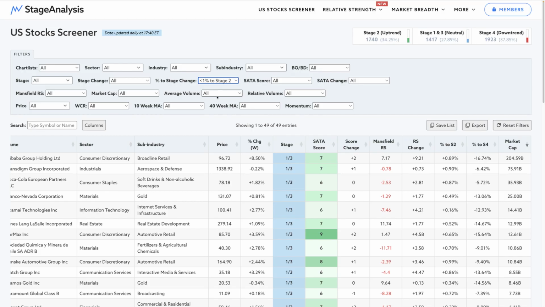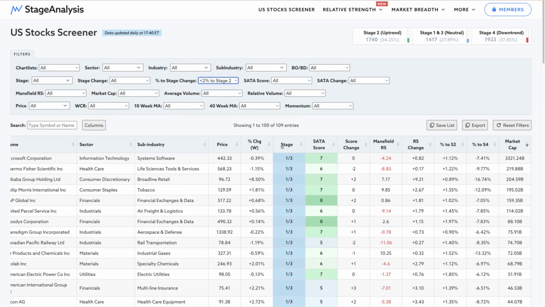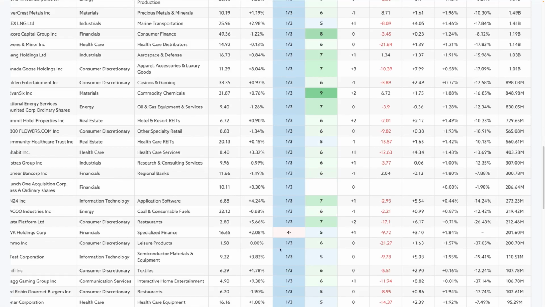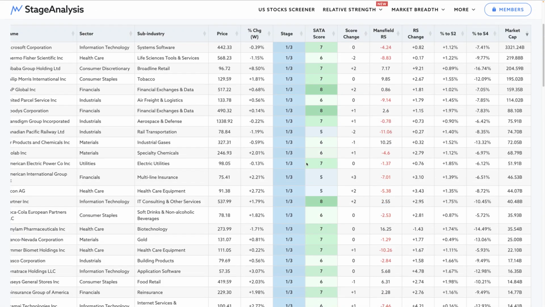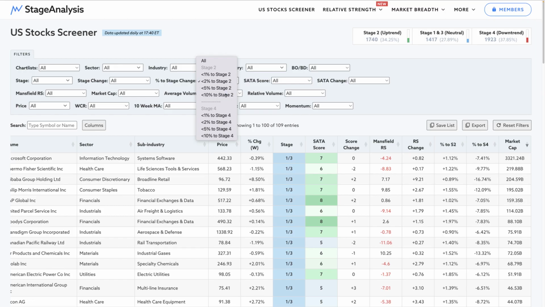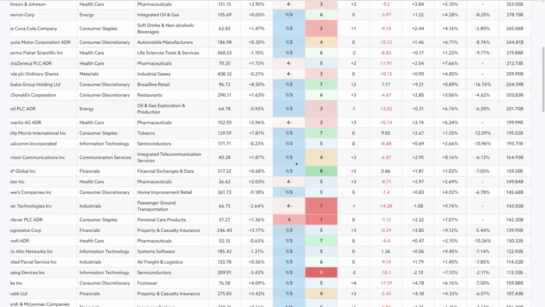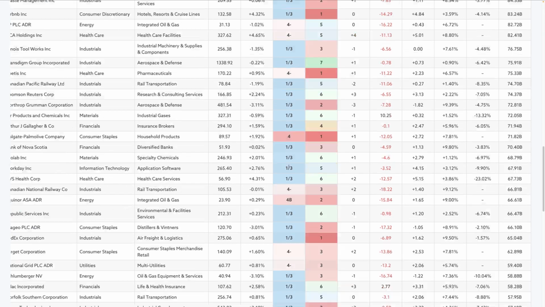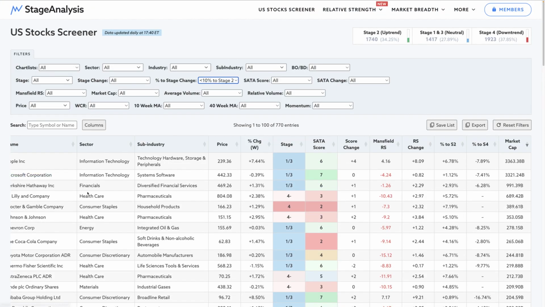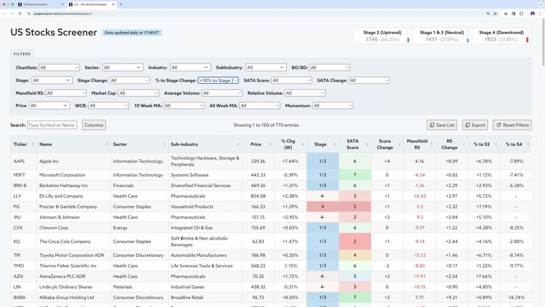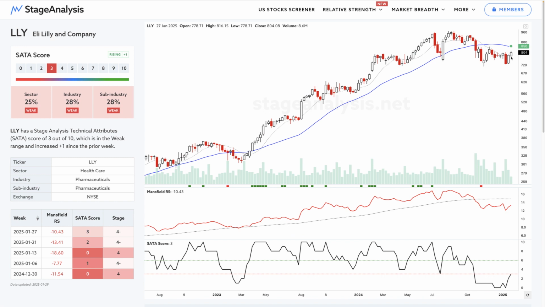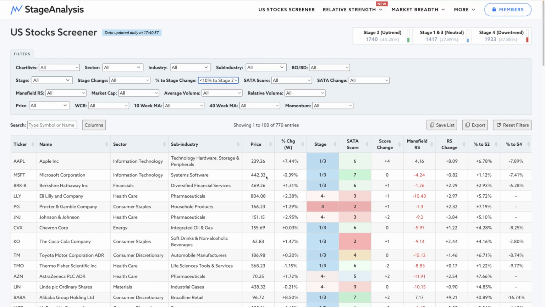So if you do very close levels like this, you're generally going to get mostly stage 1s, but you might get a few 4 minuses and a few 4B minuses. Whereas if you go out to like minus 10%, you're going to get a few more stage 4 stocks in there as well. So for example, if you look at Eli Lilly here, you can see that one is pretty close within the 10% range to its stage 2 break onto the upside there, but it's still in stage 4 minus at the moment.